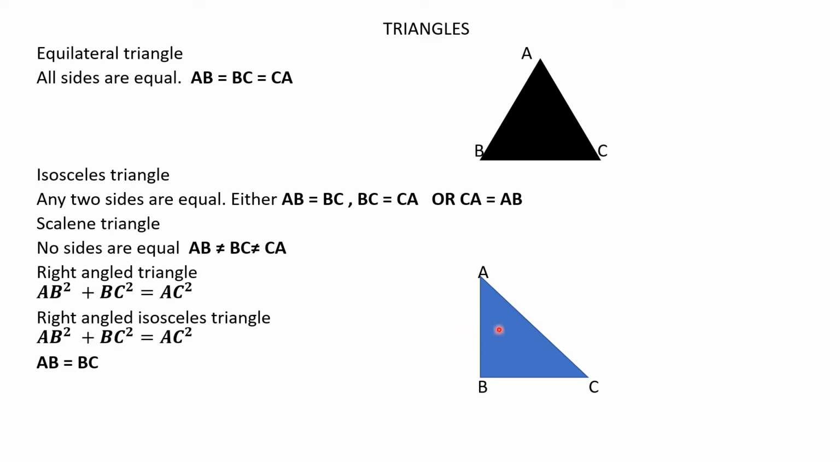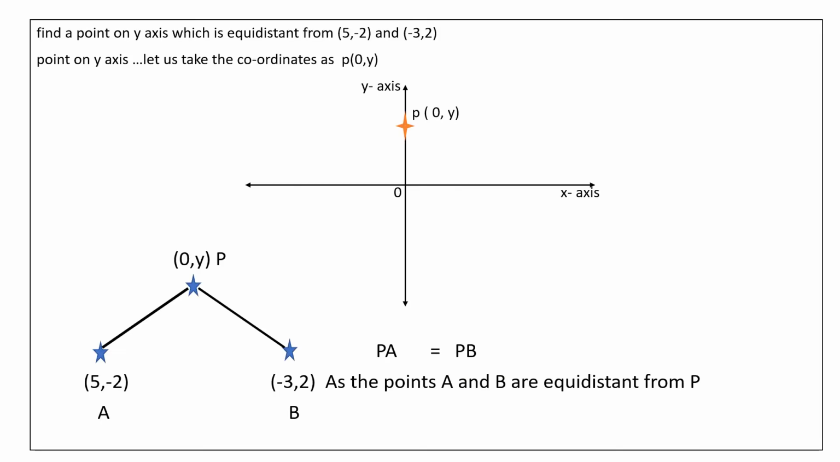Then you have to prove that AB equal to BC. However, you know, in a right angle triangle, the hypotenuse is the longest side, so the other two sides may be equal. AB equal to BC. You have to prove that the sides containing the right angle are equal. AB equal to BC. Going to the next one.